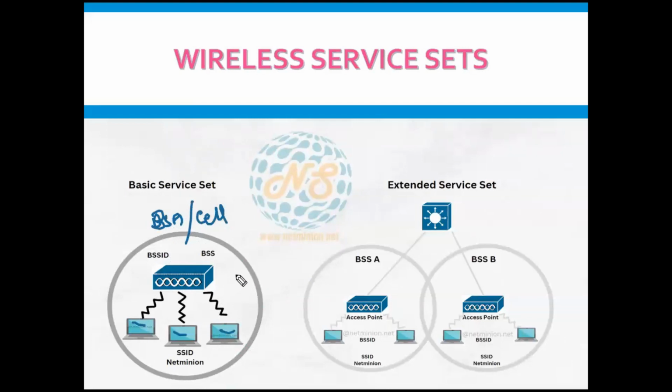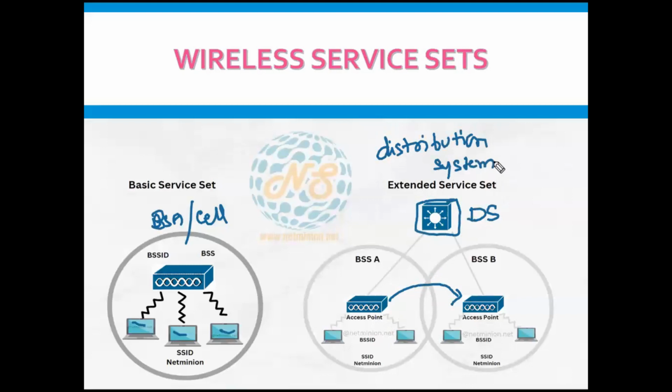But what if they need to communicate with some device which is not connected with your AP? Then you need some kind of communication among them. And can you see this switch? This switch is named as DS in wireless technology, which is nothing but the distribution system. Got this point?